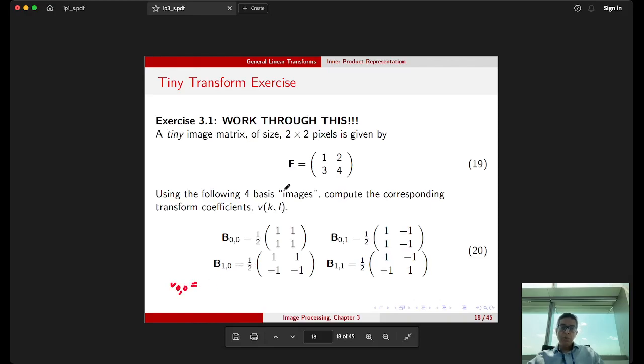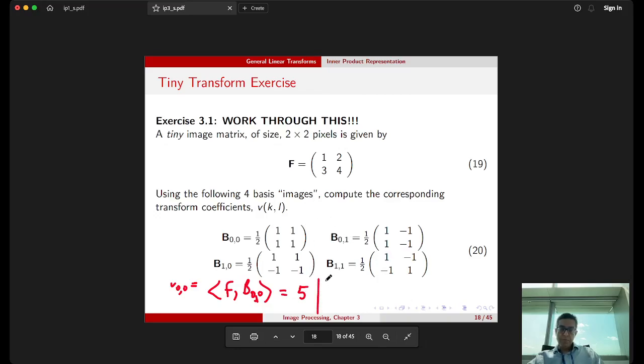will be equal to F times B00, as a matrix inner product, which is going to be equal to, so you just multiply the corresponding pixels together and sum. So 1 plus 2 plus 3 plus 4, which is 3 and 3, 6, and this is 10. And then we have a factor of 1/2 here. So we're going to get 5 for v00.